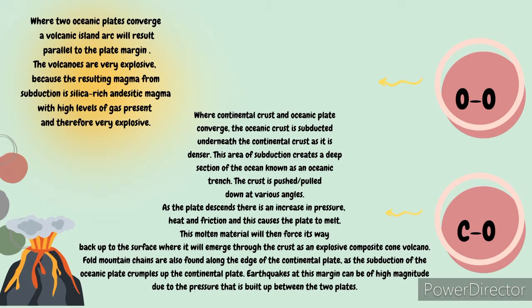Where continental crust and oceanic plate converge, the oceanic crust is subducted underneath the continental crust. This area of subduction creates a deep section of ocean, known as an oceanic trench. The crust is pulled down at various angles.